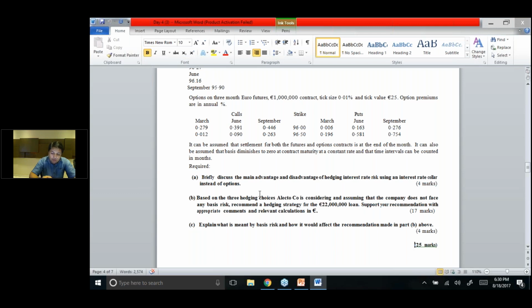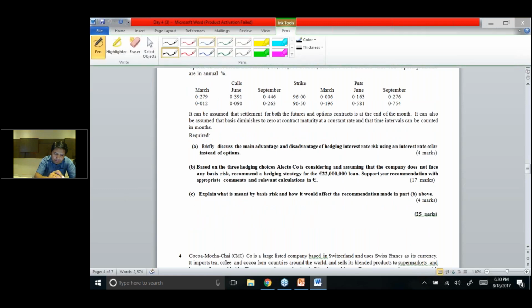Okay, whenever this statement is written in the exam, what is the meaning of the statement? We know that basis is current spot minus opening future. What is the assumption behind it? We assume that this spot rate will ultimately move to the opening future, and at the end these both rates will become equal.